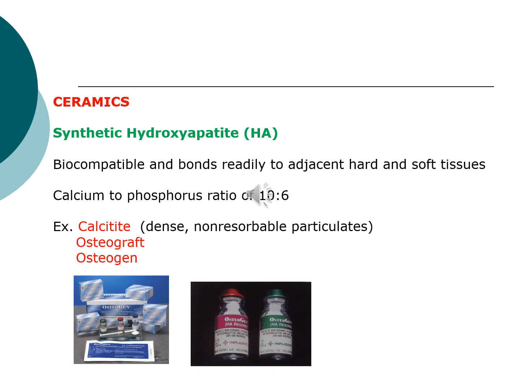Under ceramics, we have synthetic hydroxyapatite. We have seen natural hydroxyapatite in the xenografts. Synthetic hydroxyapatite is quite biocompatible and bonds readily to the adjacent tissues. The calcium to phosphate ratio is 10 to 16. Some of the trade names are Osteogen and Osteograf.